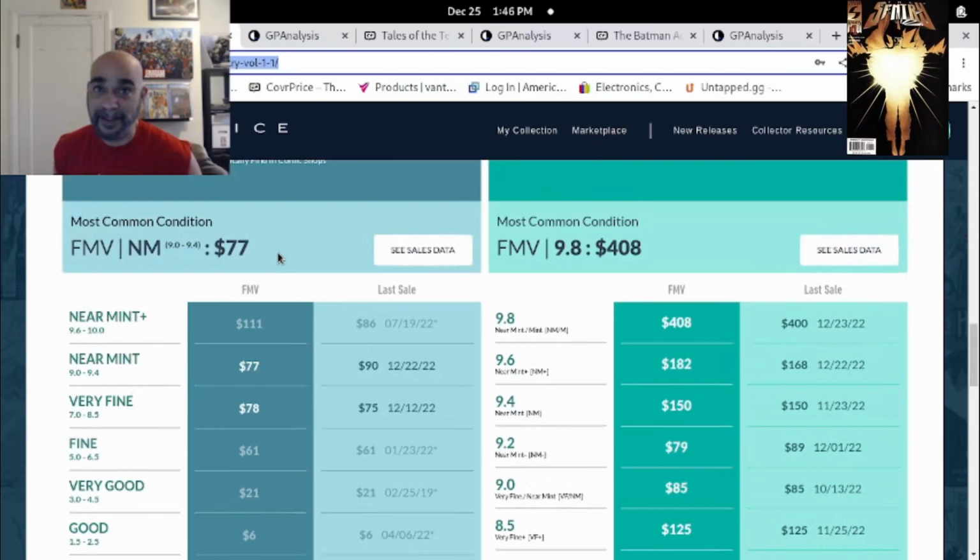I honestly think, for major keys, or not even major keys, any key, if you can get your book and you see the 9.8 is at least double or triple its value, I think that's a very, very good buy. And you'll see with this particular book, that's the case.